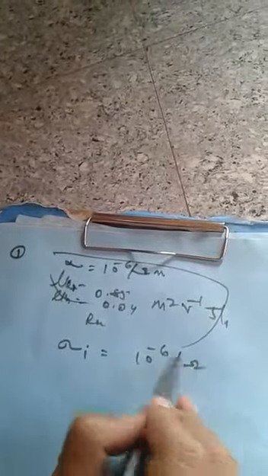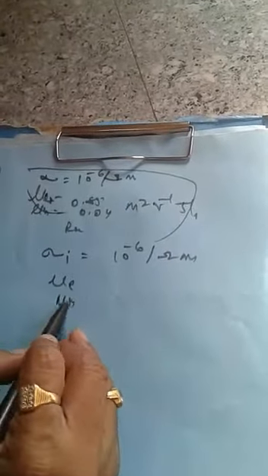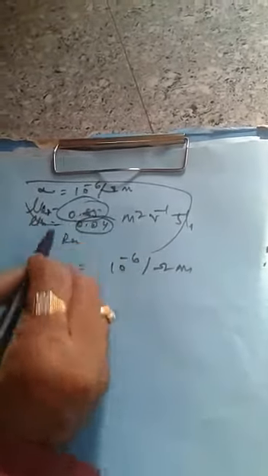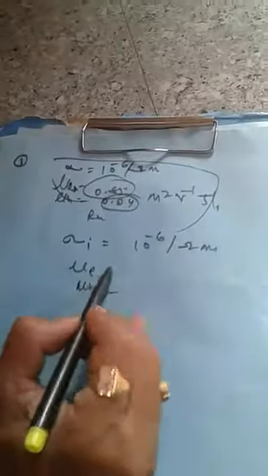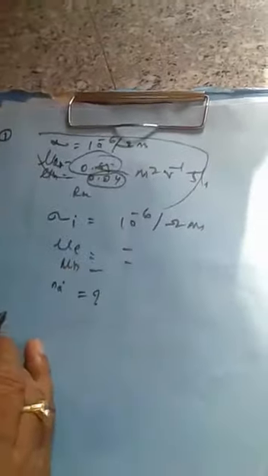This is the data given. The electrical conductivity is given as 10 to the power of minus 6 ohms per meter, and the mobility of electron is given, and the mobility of hole is also given. Now the carrier concentration n is what we are going to determine here.